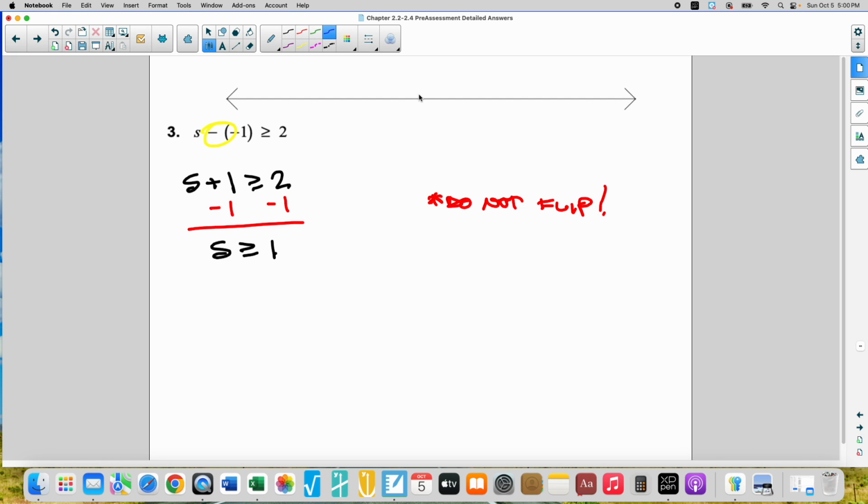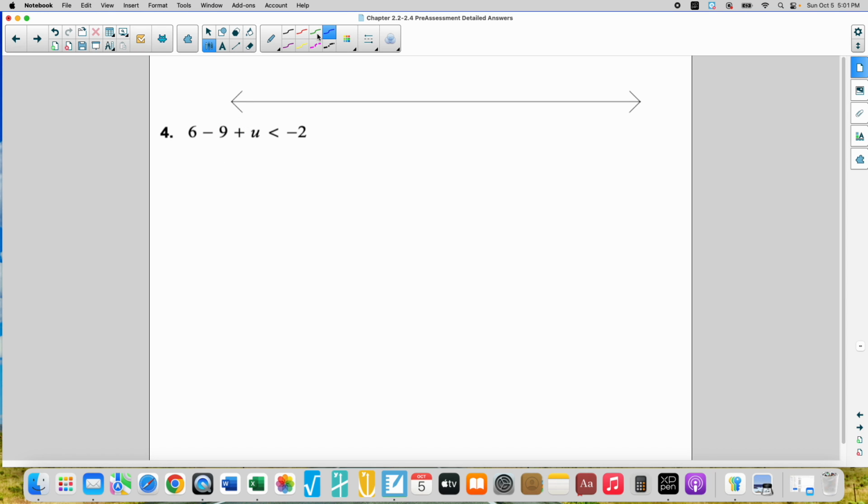That's not the time. So we'll do 0. We'll place where 1 is. This is a greater than or equal to, so we will close that circle, and values that are greater go to the right. Do not flip. We only flip when we multiply or divide both sides by a negative. That's not this case. Always simplify. Remember, key, simplify first before moving.